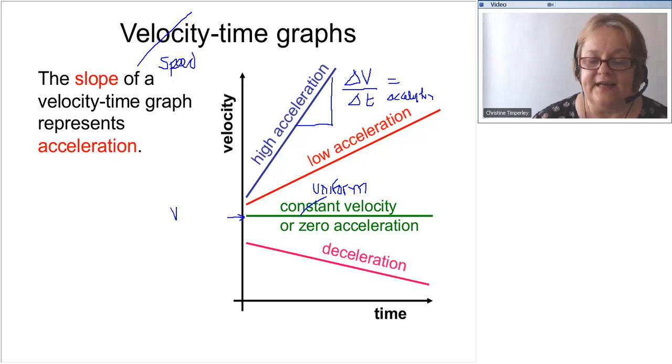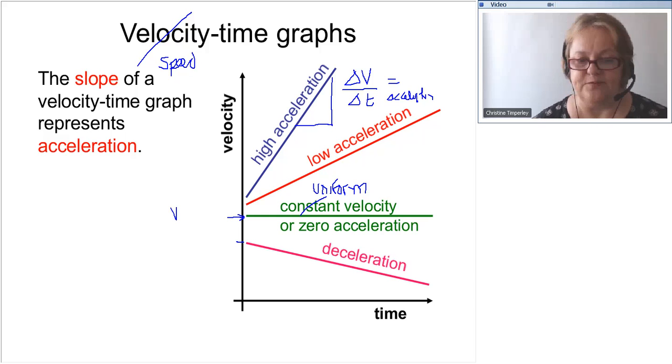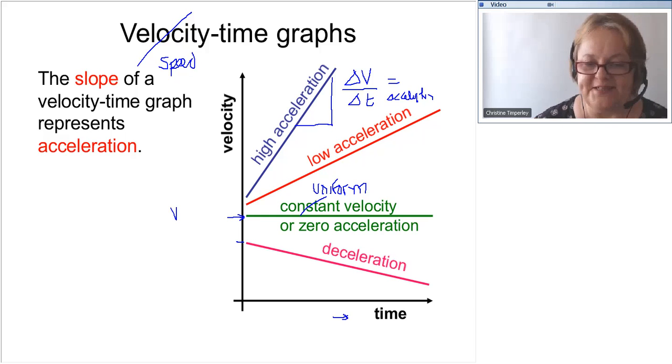Now, if it's going downwards, what does this tell us? Remember, read the axes. It tells us that as time is moving on, then what's happening to the velocity, to the speed? Well, it's actually decreasing. So this is what we call a negative acceleration. If you calculate that gradient, you'll come out with a negative number.